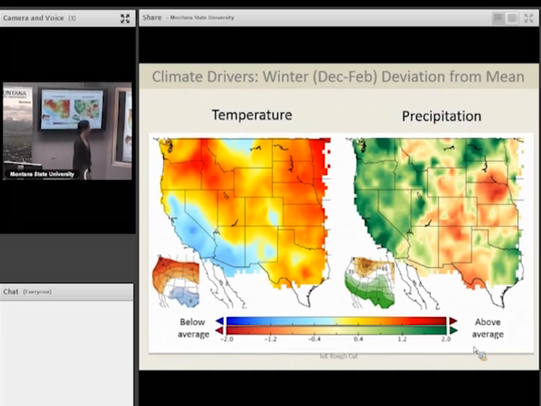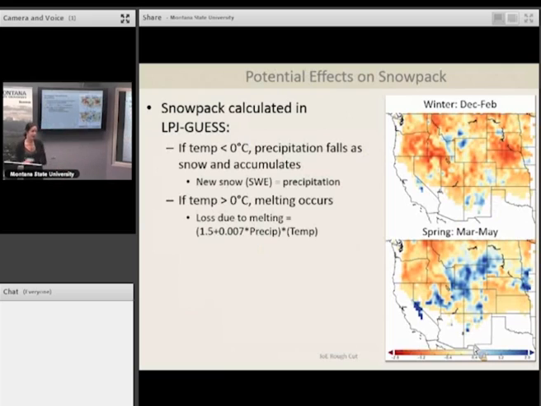Looking first at snowpack, which is calculated in LPJ-GUESS based on a combination of the temperature and precipitation driver data, we can see that for the winter period, so December to February, LPJ-GUESS is forecasting a reduction in snowpack below the average throughout much of the western United States. But again, there's a couple of spots in here where things aren't quite following the general trend for that region. Looking at spring, so March to May, the pattern gets a little bit more complicated.